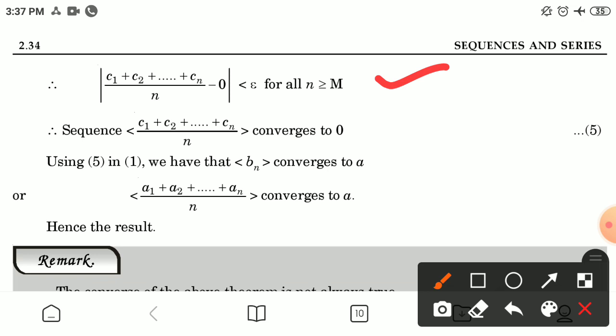Therefore, |(c1 plus c2 plus ... plus c_n) by n minus 0| is less than epsilon for all n greater than or equal to M, and this is the definition of convergence, so the sequence (c1 plus c2 plus ... plus c_n) by n converges to 0. Using fifth in first, we have that b_n converges to a, or (a1 plus a2 plus ... plus a_n) by n converges to a, hence the result.